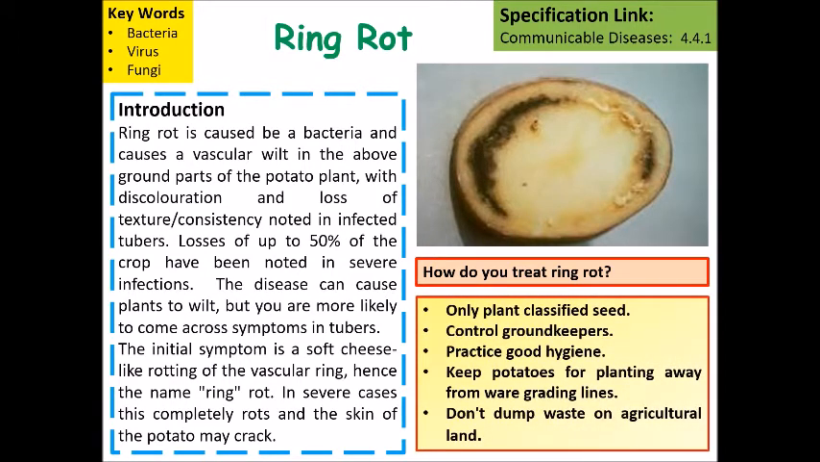So, if we're going to go and treat ring rot, you can only go and plant seeds that we know aren't already infected with it. Practicing good hygiene, so you are not carrying or cross-infecting one plant to another, is really important. Keeping potatoes that you're planting away from where plants that had ring rot had already grown is important, and not dumping agricultural waste caused by ring rot is also important.